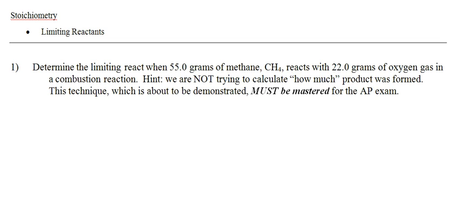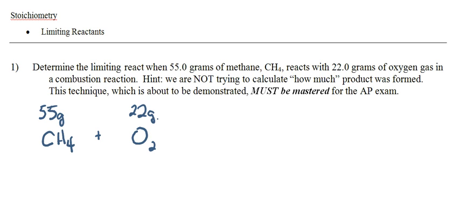This is a stoichiometry problem, hence the title here. So the first step we want to do is write a balanced equation. So we are given 55 grams of methane, so we'll write that down. And again, let's write what we know above it. So we have 55 grams of methane reacting with 22 grams of oxygen. And then it doesn't even tell us what the products are.